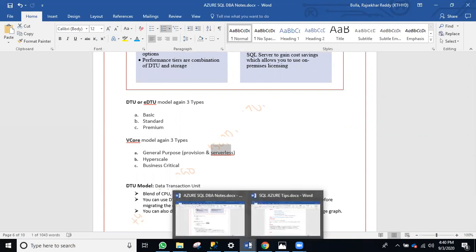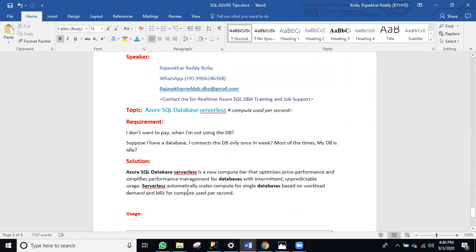Suppose you have an on-premise server. If you are not connecting to that server or not using the databases, you still need to pay the money. But in Azure SQL Database, we have a concept called Azure SQL Database Serverless, in the vCore General Purpose model. If you don't use the database, then you don't need to pay. That's a really beautiful option, and I'm really happy using it for some of my databases in real time.